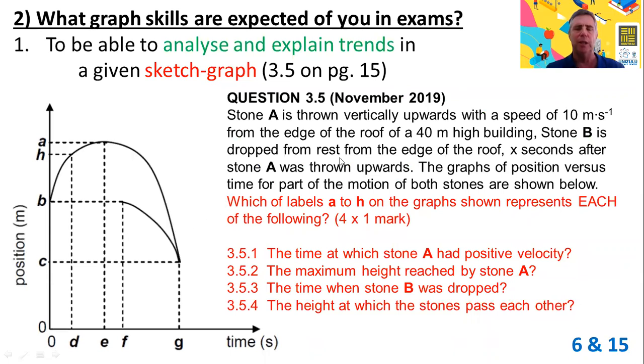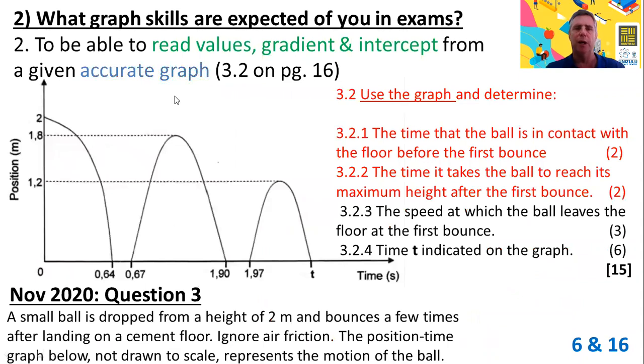Don't worry about the details of the question, but you're asked to identify, by letters A to H, different times and different positions during the stone's flight. So that's the first type of graph. Secondly, you might be asked to read values, including gradient and intercept, from a given accurate graph.